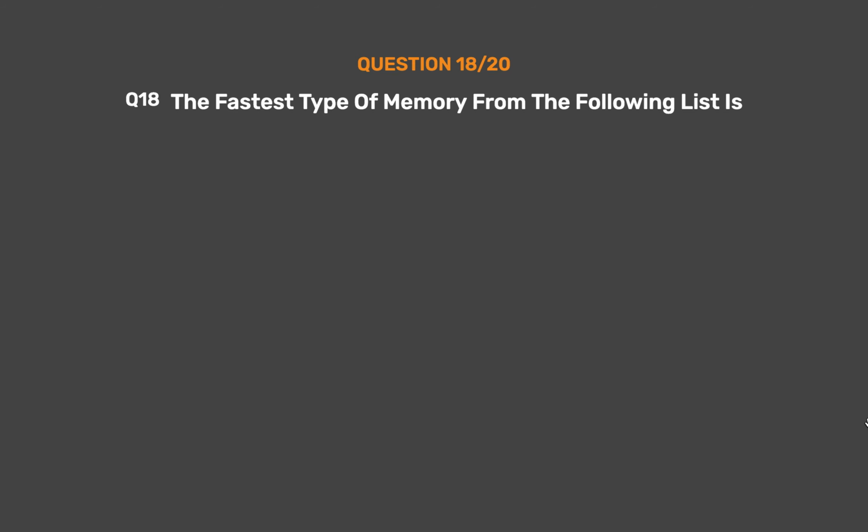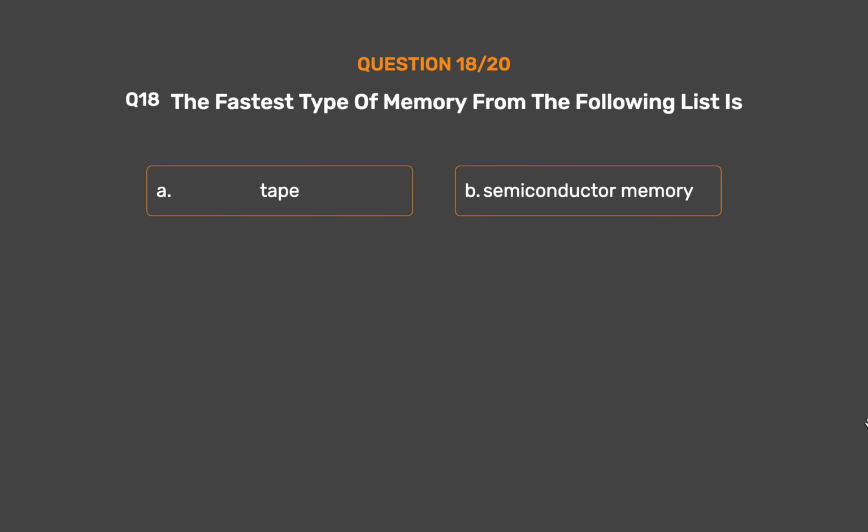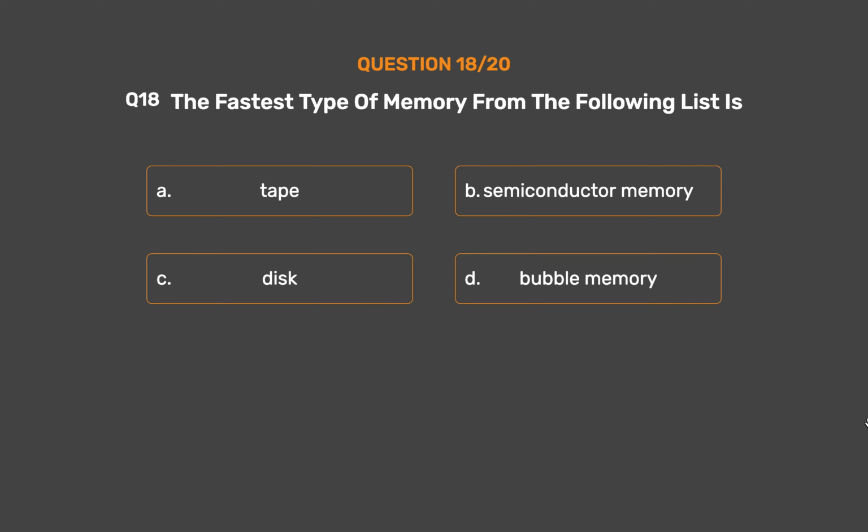Question number 18. The fastest type of memory from the following list is option A, tape. Option B, semiconductor memory. Option C, disk. Option D, bubble memory.